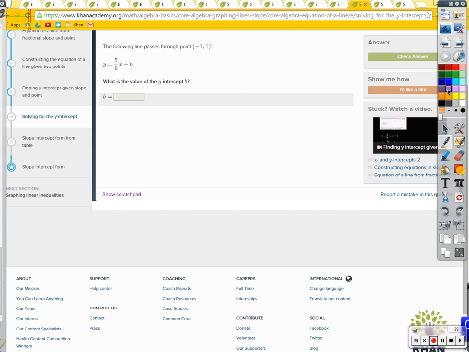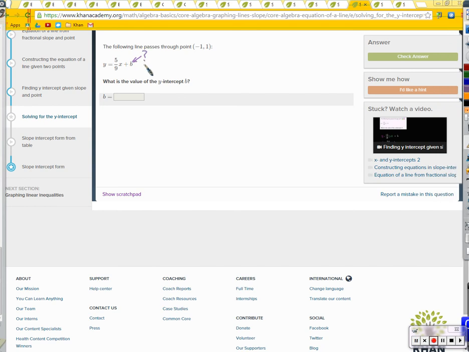I already used this to write an equation of a line, but if I'm trying to write the equation of this line and I don't know what B is, but I do know a point that the line goes through, I can just plug this in for X, plug this in for Y, and solve for B. Y equals 5/9 times -1 plus this mystery B. Y equals -5/9 plus B.